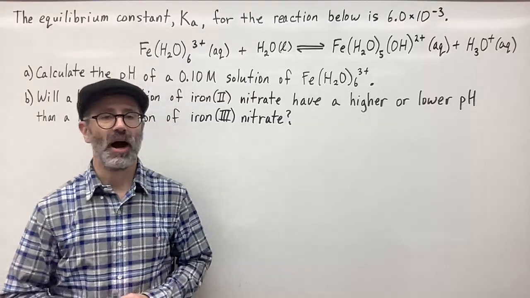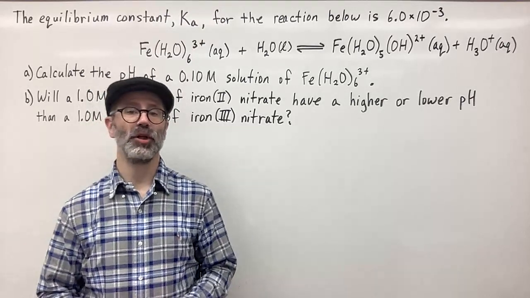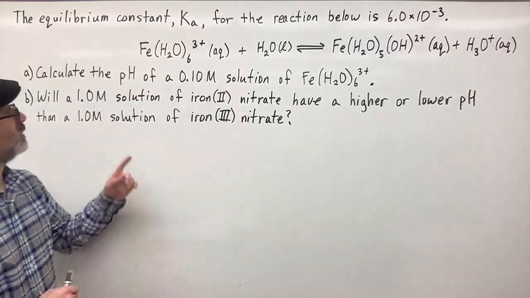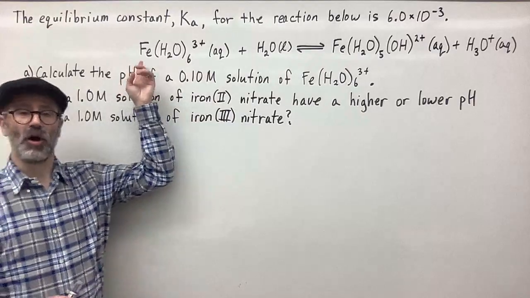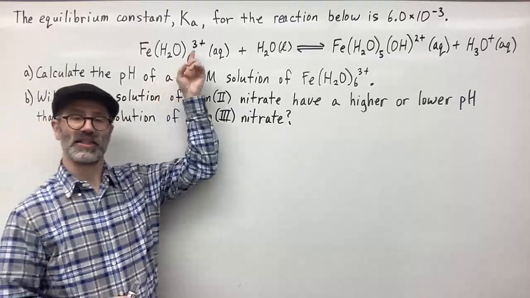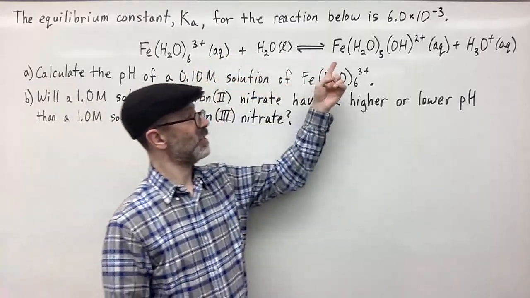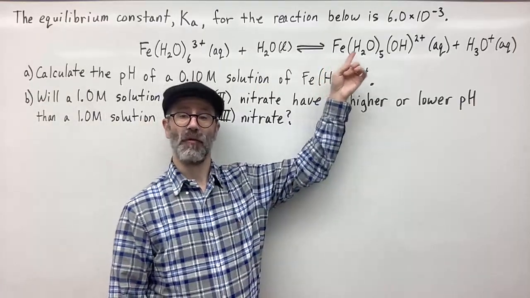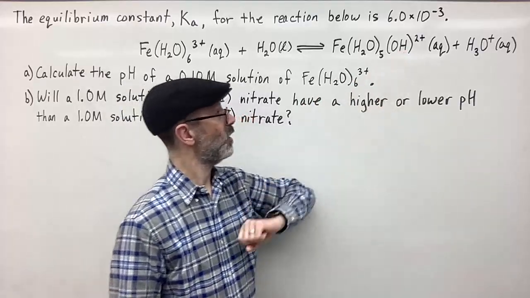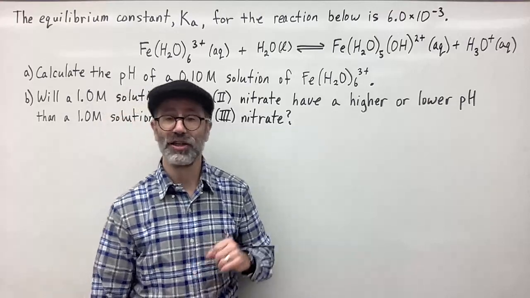Okay, so in this problem, we're told that the equilibrium constant Ka for the reaction below is 6.0 times 10 to the negative 3, and that reaction is the complex ion involving iron and water, so Fe(H2O)6 3+ aqueous plus water gives us Fe(H2O)5(OH) 2+, and then that gives us the H3O+ hydronium ion.